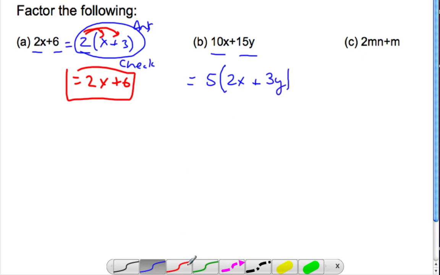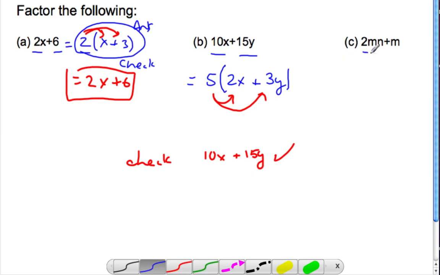Okay, if we do a check, I'm going to go here, that is 10x, and I go here, that is plus 15y. If this is the same as what you started with, you got it correct. And then finally, the last one, for part C.